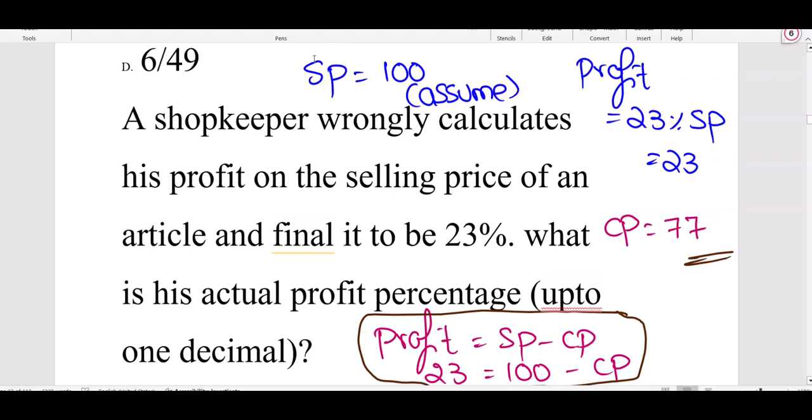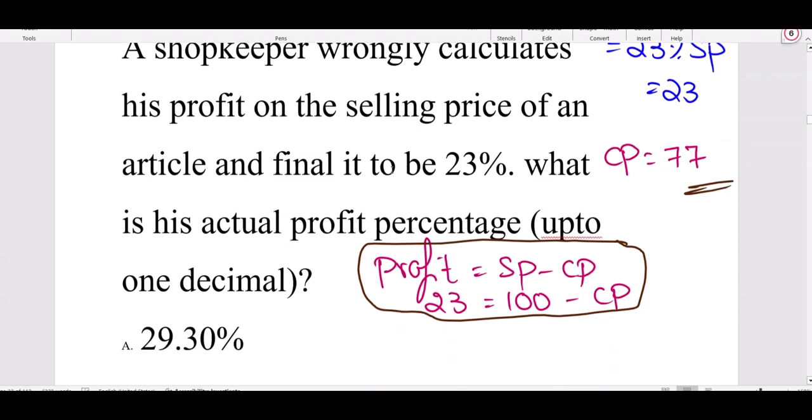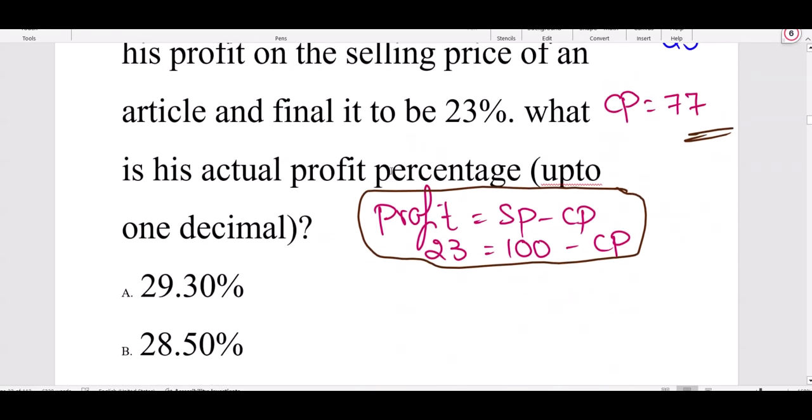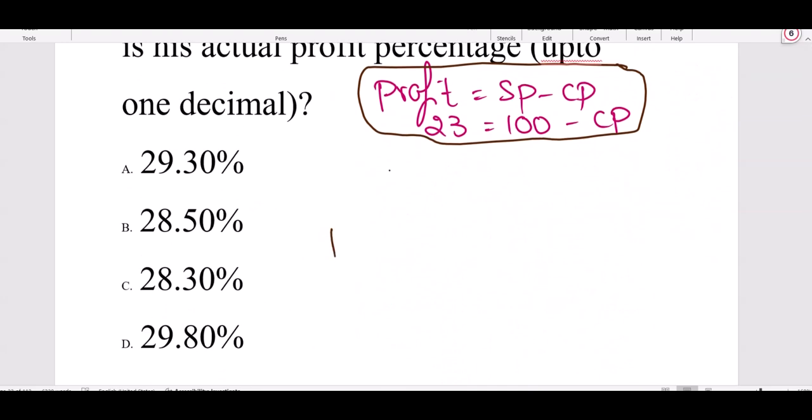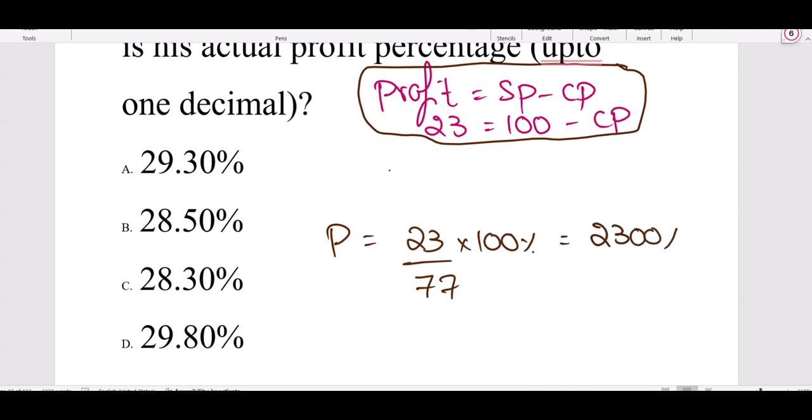From that, we can develop some formulas and some concepts, but the basic is that. So the actual profit percentage is 23 divided by 77 into 100. Here, please, what's your answer? 28.9 or 29.8?